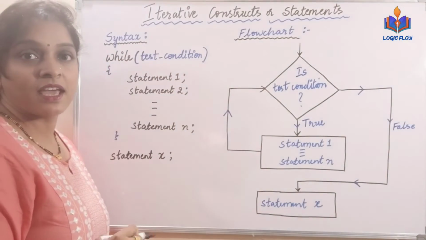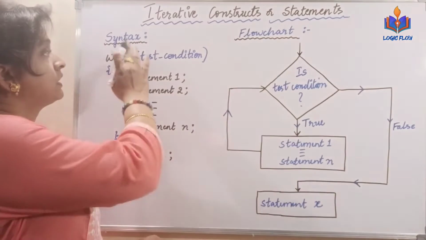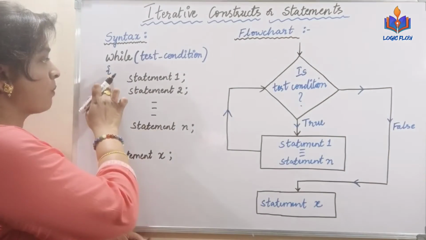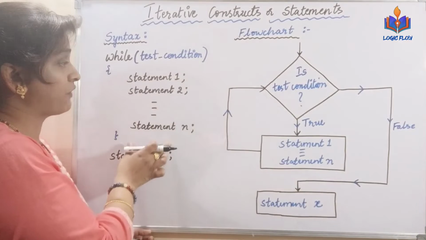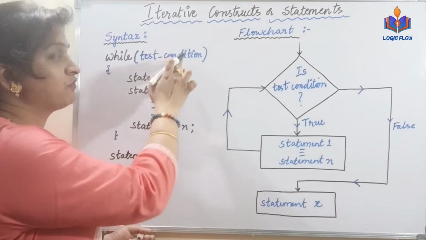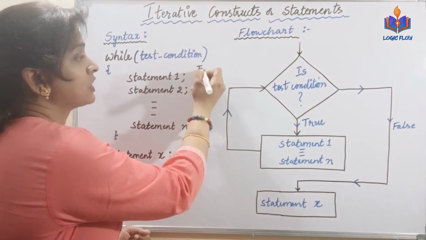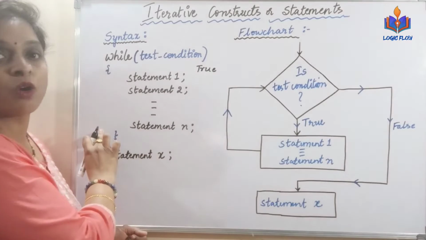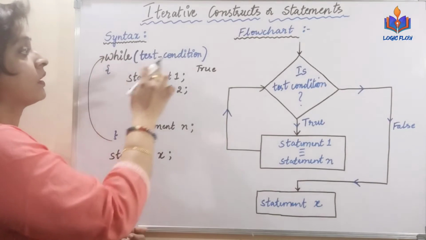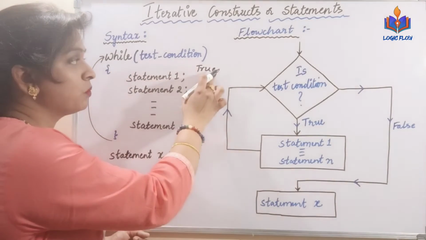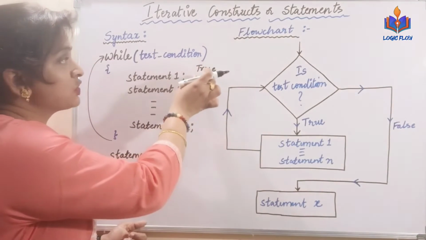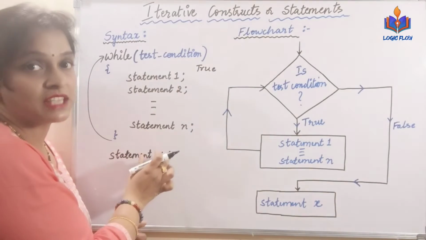So this is the syntax and flowchart of the while construct. In the syntax, we have used the keyword while followed by the test condition, an open brace and a closed brace, where we can have a set of statements for execution. Based on the test condition, if it evaluates as true, then this complete block of statements gets executed and it loops back. Again check the condition. If true, execute the set of statements. Then again loop back, check the condition. If true, execute the set of statements.